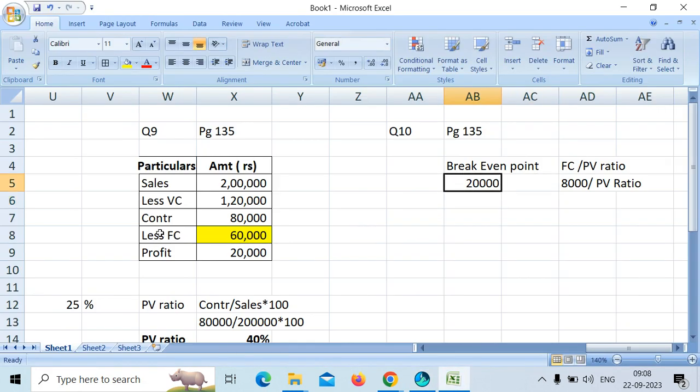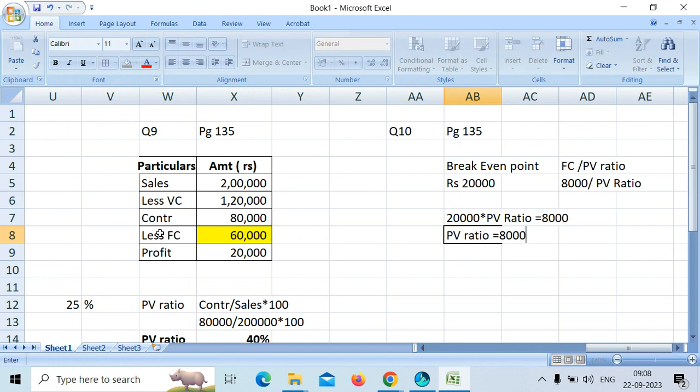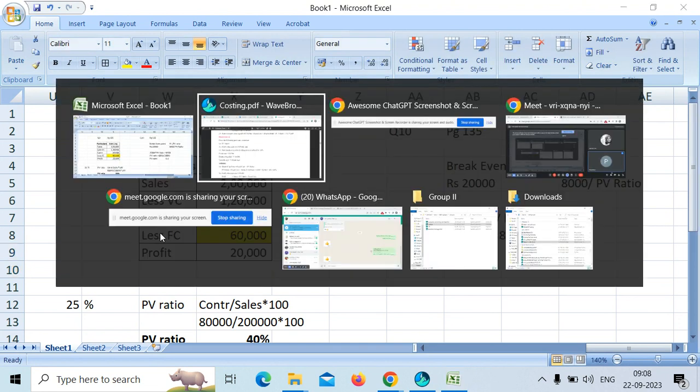20,000 rupees. It is rupees, not units. So I'm supposed to find out the PV ratio. So cross multiply: 20,000 rupees into PV ratio equals 8,000. Now this PV ratio will remain here and my 8,000 divided by 20,000. So the PV ratio formula will be 8,000 divided by 20,000. I'll get 40% as PV ratio.